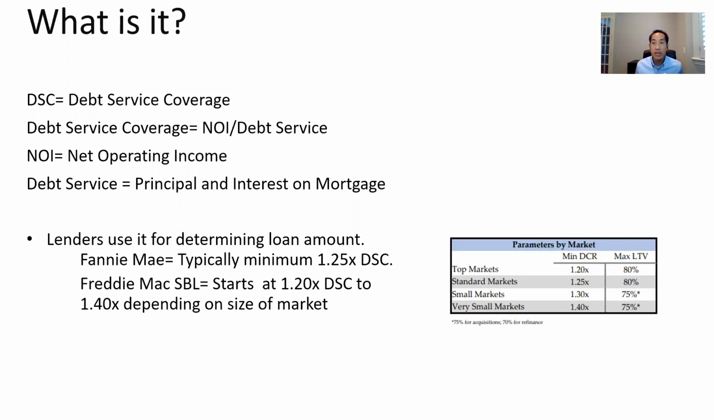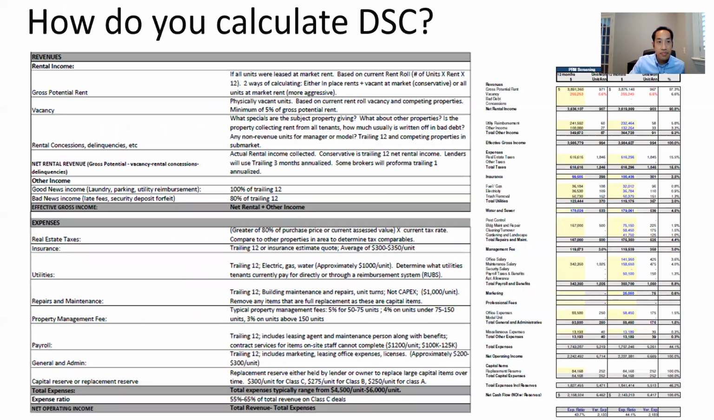Standard markets are going to be, I don't know, your smaller ones, let's say Houston or San Antonio. Small markets are going to be more like your secondary markets that are maybe an hour and a half outside of these big cities, and very small markets are the smallest markets, 5,000 to 10,000 in population. As you go to those smaller markets, they're going to want a higher debt service coverage ratio and then potentially lower LTV.